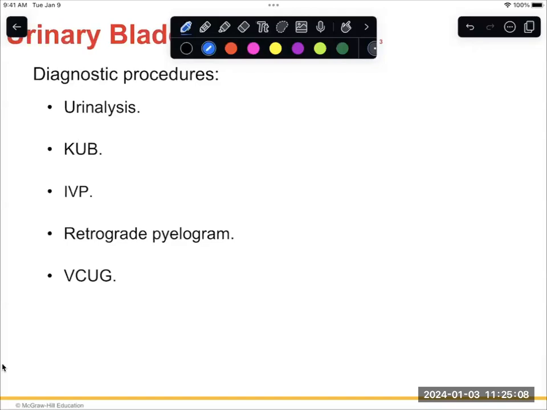A VCUG. This is a voiding cystogram, where contrast material is injected into the urinary bladder, again through a catheter, and then X-rays are taken as the patient voids, hence the voiding in there.